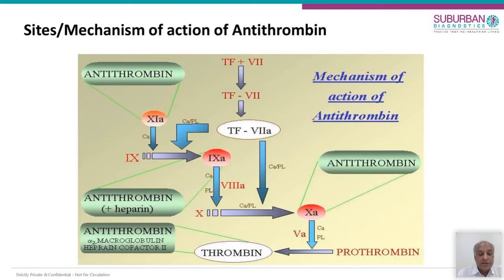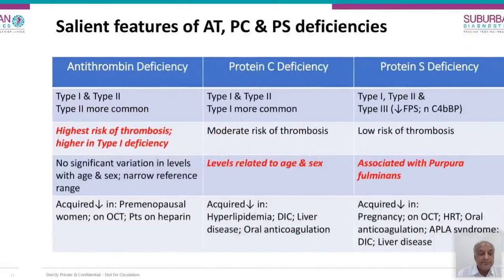And deficiency of the antithrombin per se gives rise to a very high tendency to venous thrombosis, as well as recurrence of venous thrombosis. So antithrombin 3 deficiency, compared to protein C or protein S deficiency, is a stronger thrombogenic etiology in the inherited thrombophilia group. So this is something which we should also keep in mind.